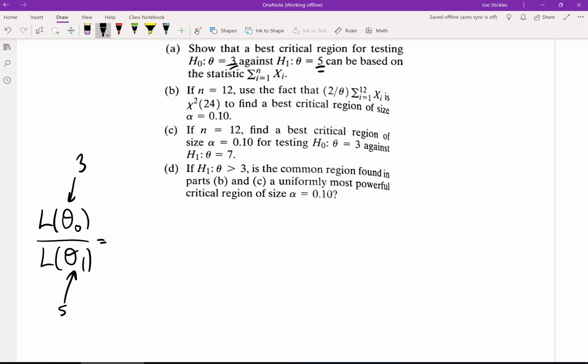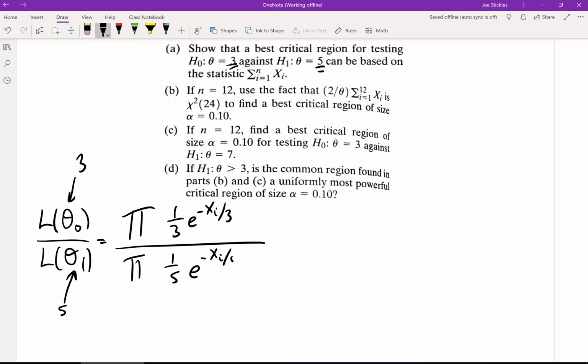So for this one then, when we do this, we want to do the product of, this is exponential, 1 over 3 e to the minus x sub i over 3. On top, on bottom we get 1 over 5 e to the minus x sub i over 5.